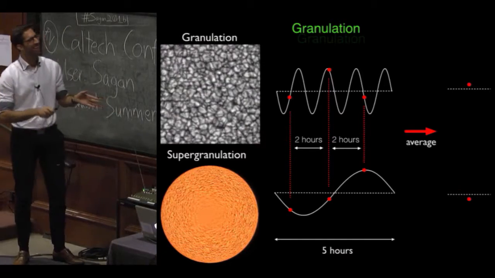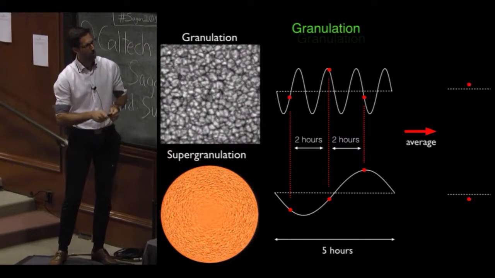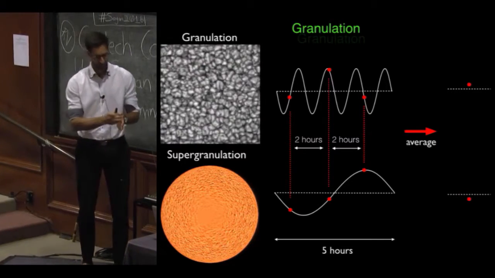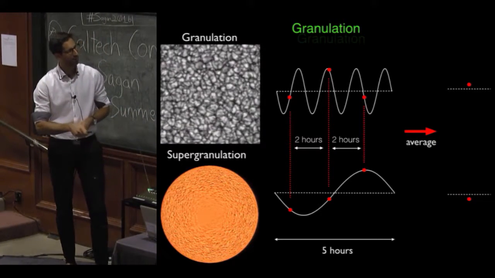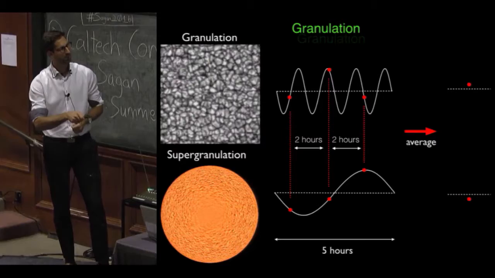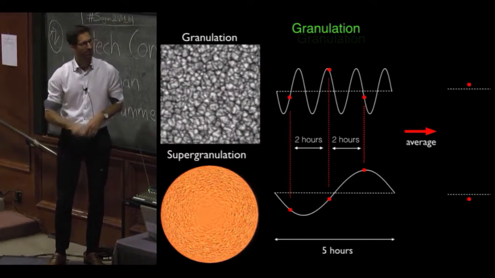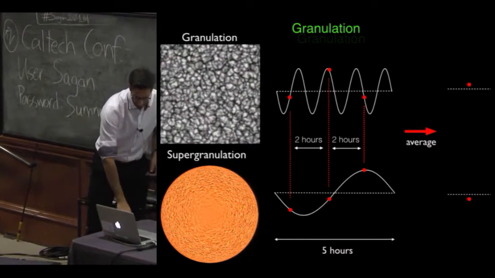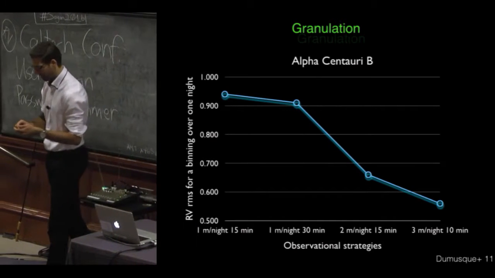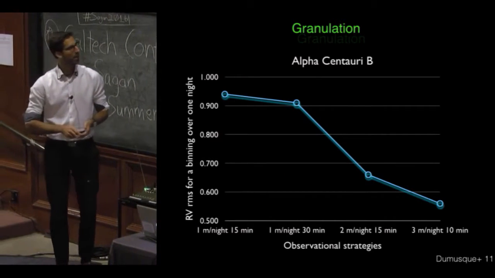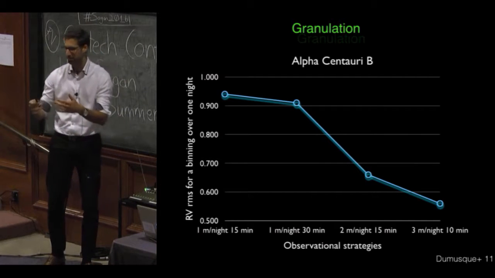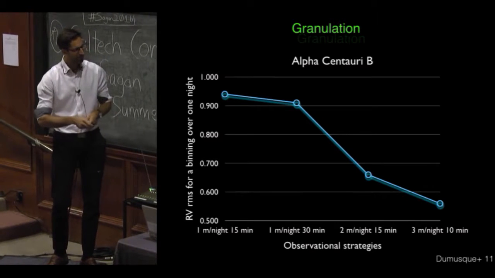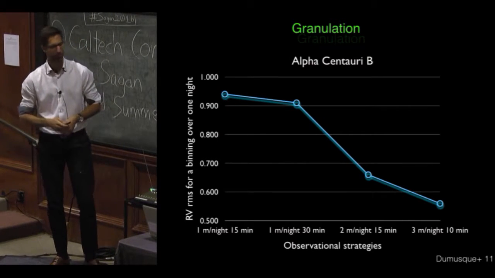Then if you have long timescale signals, longer than the spacing between your measurements, and it's sinusoidal, same thing: you will sample a little bit of this signal, you take the average, and you get something that is closer to 0. This is a test that we have done with HOPS. We observed Alpha Centauri B, which is a very bright star, so we are not photon noise limited. And we tried different strategies to observe this star.